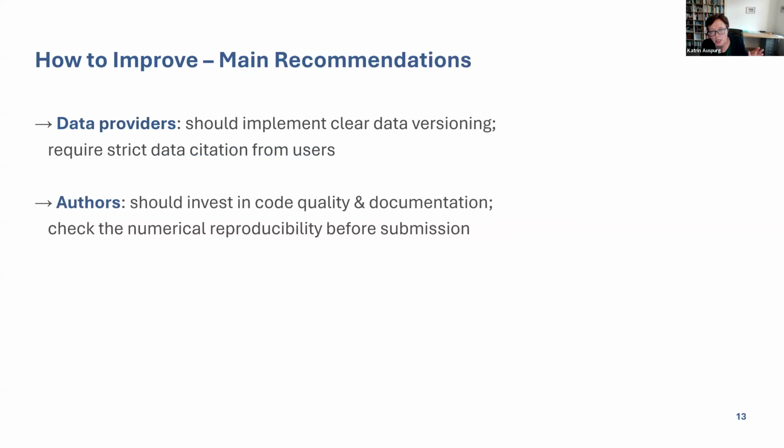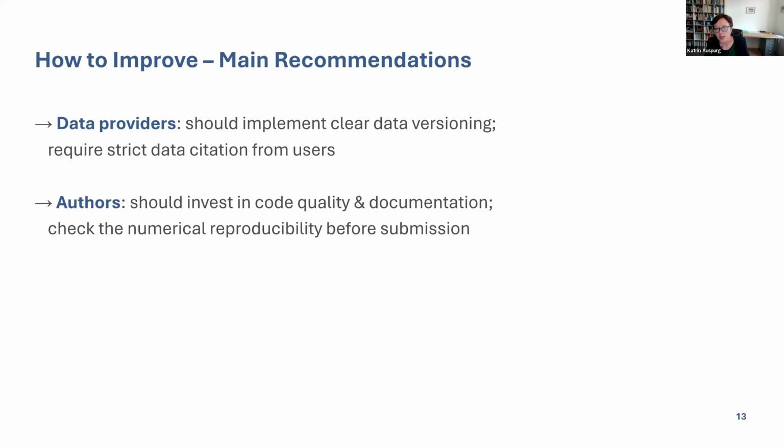some recommendations. So even though we did not do causal research on this, I think we learned something by our audit. So first, we would recommend that data providers really should implement clear data versioning and require strict data citation from users. And very often it was very difficult to find out which exactly data version of the European Social Survey was used. Authors should invest in code quality and documentation, and ideally check the numerical reproducibility before submission using a different computational environment.